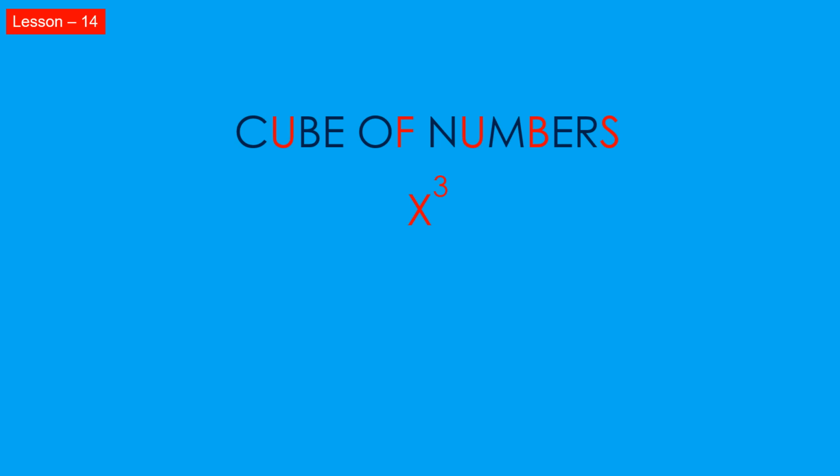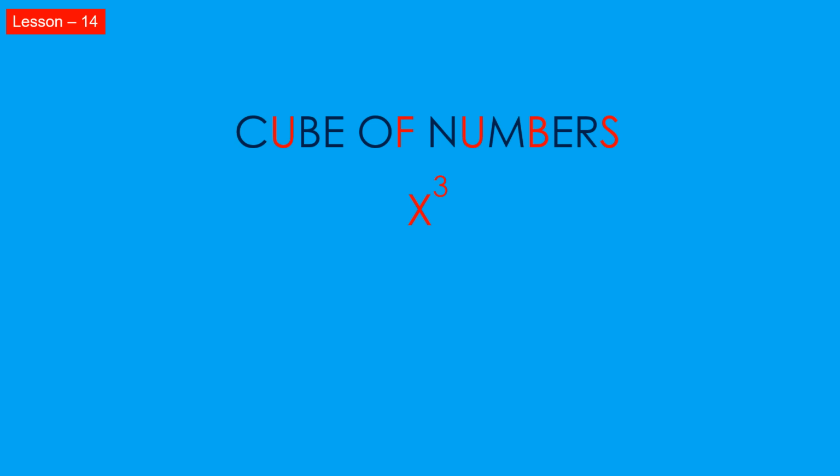Hello everyone. Today I will show you how to find the cube of numbers. First of all, the term cube means if a number is multiplied by itself 3 times, the product is called the cube of the number.